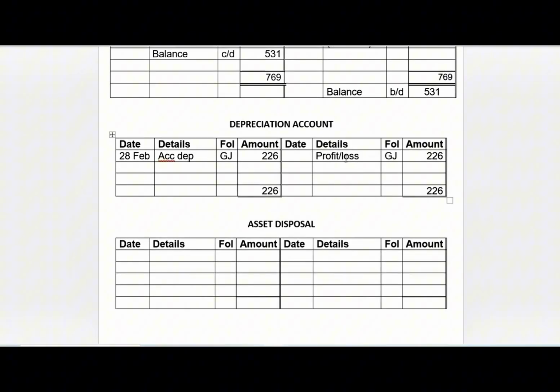And then others are asking why profit or loss. Why are we closing with profit or loss? Remember, depreciation is an expense account that qualifies to go under expenses in the statement of profit or loss, or profit or loss account. So that is why we close with the profit or loss right there. So let's proceed.